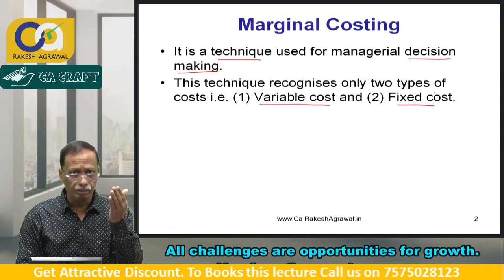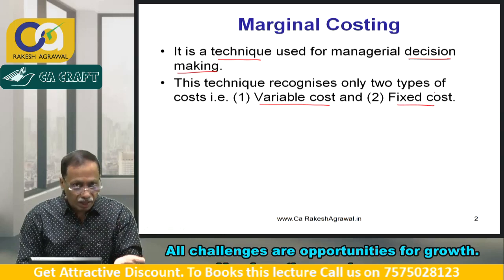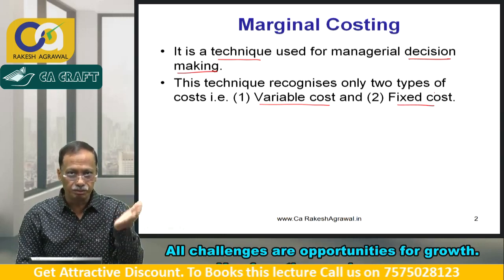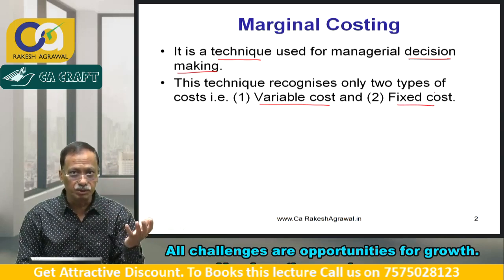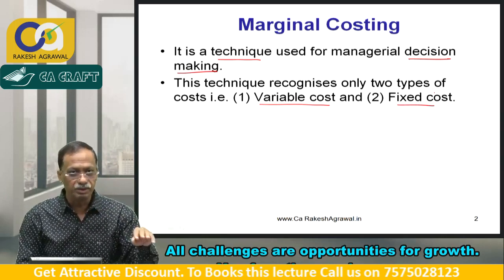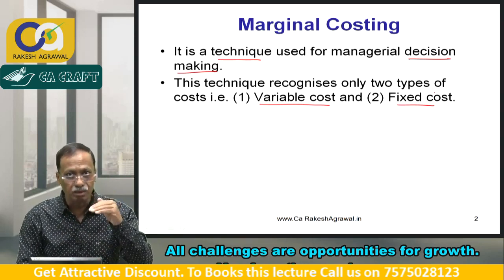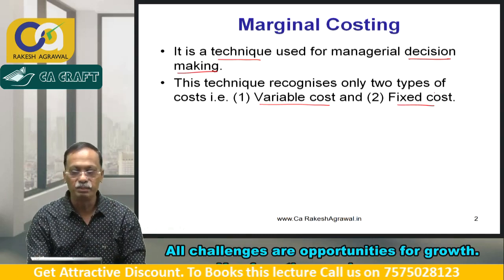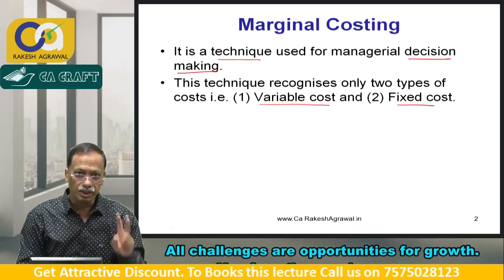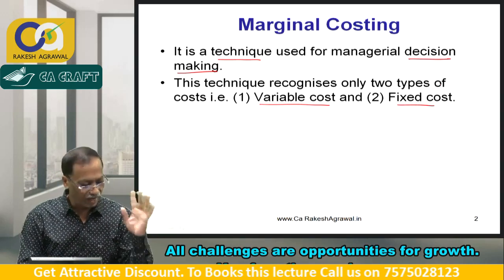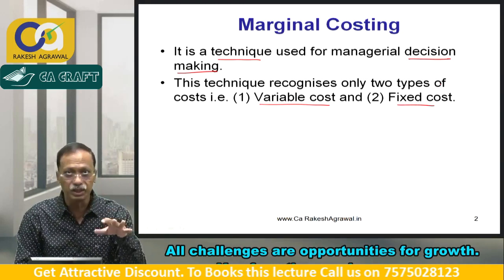And all of you are aware, variable cost is one which varies with the level of activity, that is with the level of production. If the number of units produced goes up and the cost goes up, then it is variable cost. And irrespective of the number of units produced, if the cost remains constant, it means whether you produce less, produce more, or don't produce, if the cost remains the same, that is fixed cost. So marginal costing divides all the cost into 2 parts, variable cost and fixed cost.